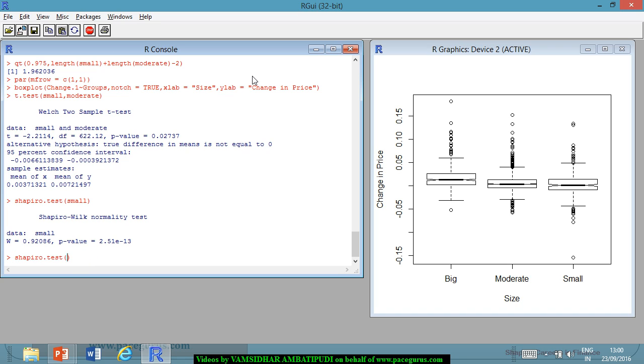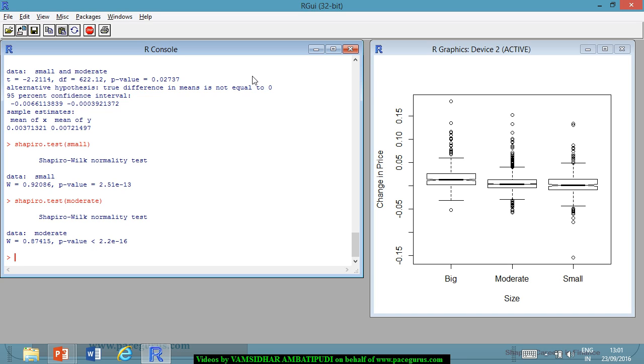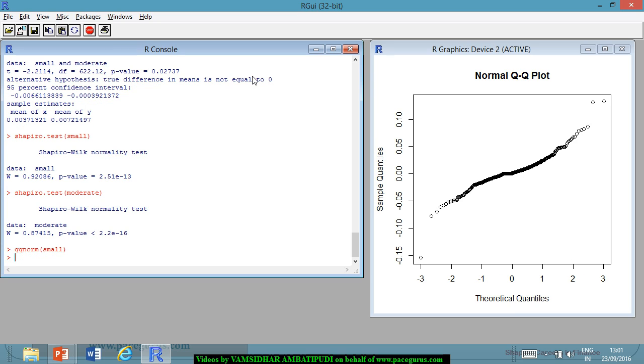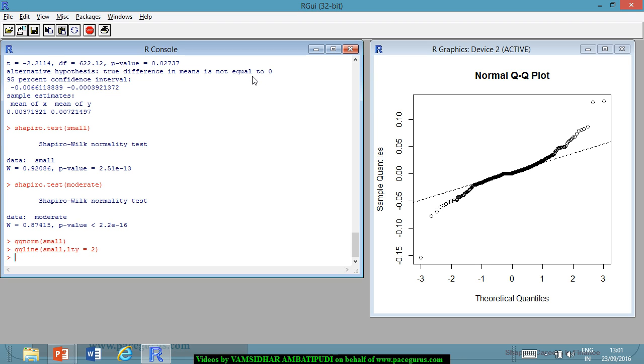Even for moderate, I can quickly check the Shapiro test. Even in this case, it is coming out to be non-normal. If you want, you can look at the QQ norm associated with small separately, wherein it is coming out like this. Whereas if you plot the QQ line with respect to the same small and set lty equal to 2, this line is the normality-related line, but my actual plots are way deviating from normality. So this is where I can say that the small data is nowhere close to normal.